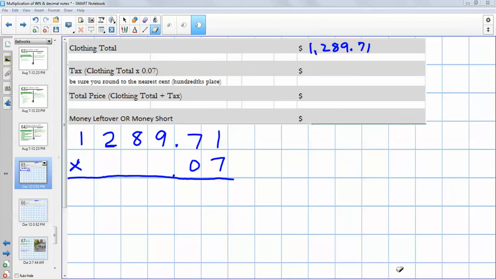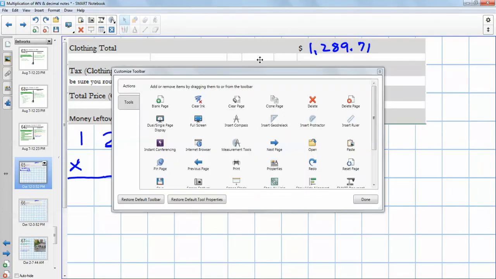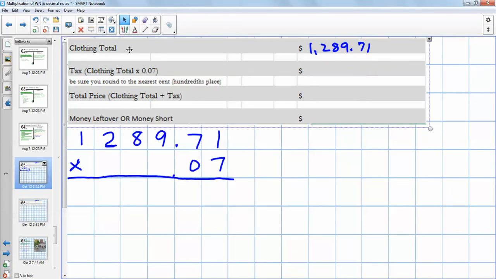Hey guys, this is a little video tutorial to help us do a couple example problems on finding the tax. So, when Mrs. Hook went shopping, she spent $1,289.71. We need to find how much tax I need to pay on that.